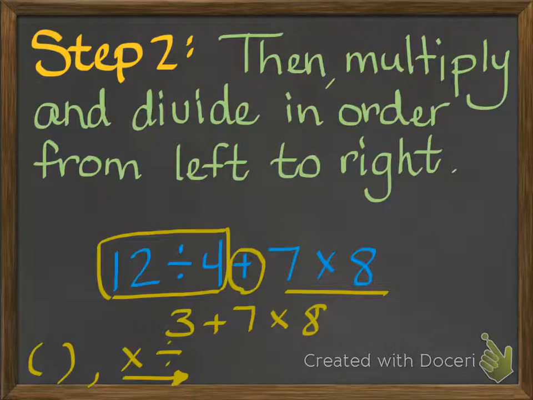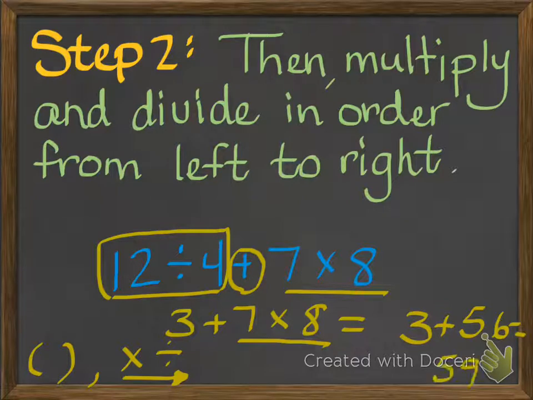3 plus 7 times 8. Then you would do the next multiplication or division problem. And then we have 7 times 8. That's going to be 56. 7 times 8 is 56. So then you have 3 plus 56 left over. Okay, and since that's the last operation, you're going to know that 3 plus 56 equals 59. Okay, and that's going to give you your answer.